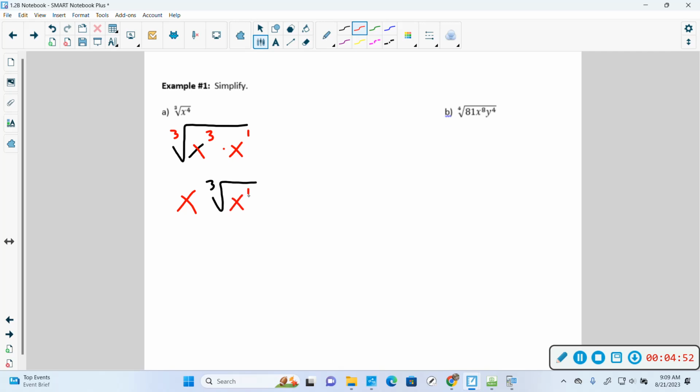Now, do I really need the x to the 1st on that? No, I'm just going to rewrite it nice and pretty, x. It is a cube root, an odd index. I don't have to worry about absolute value because you can cube root negative numbers. I'm just going to write this prettier.